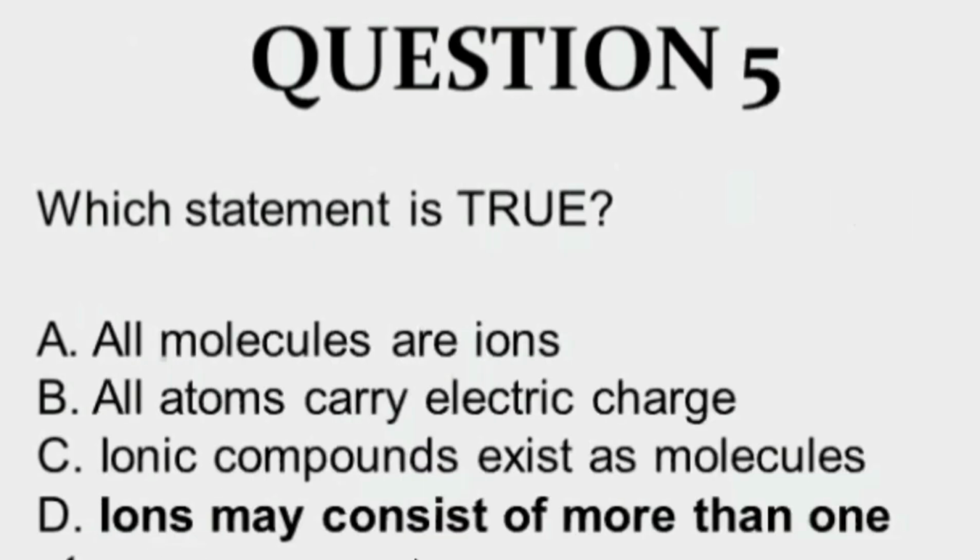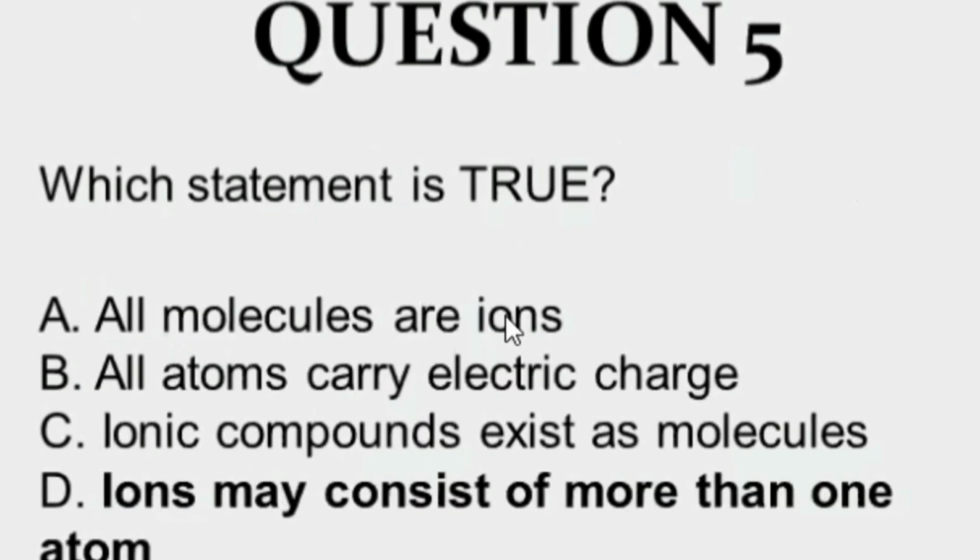Okay, then number 5, which statement is true? All molecules are ions. All atoms carry electric charge. Ionic compounds exist as molecules. Ions may consist of more than one atom. Now, all molecules are ions is wrong, so that you don't get yourself confused. Ionic compounds are not molecules. Ions form ionic compounds, not molecules.